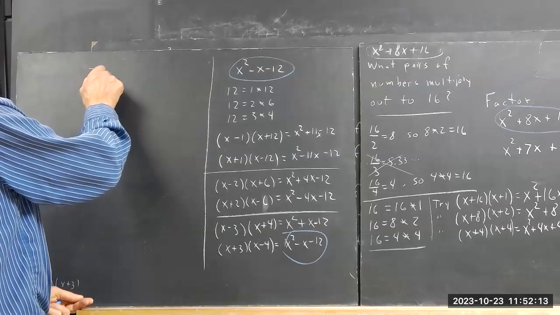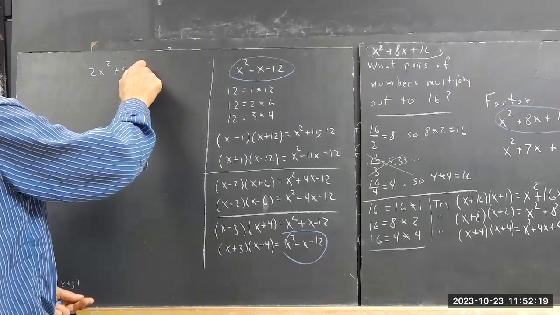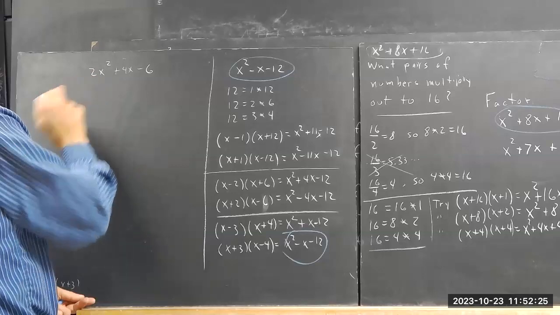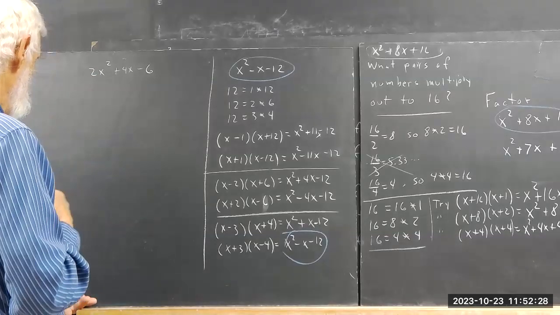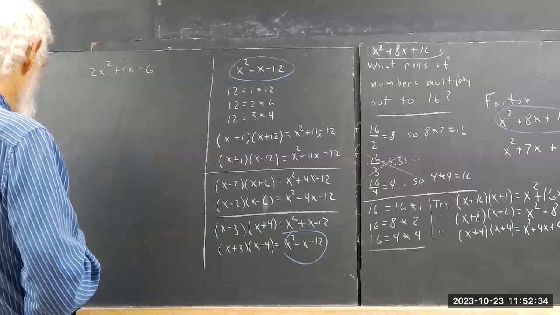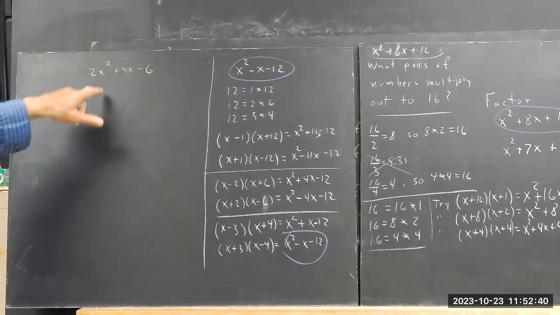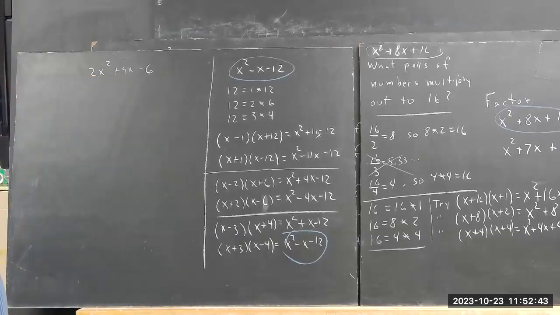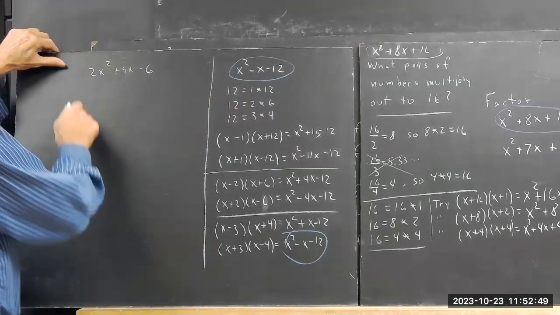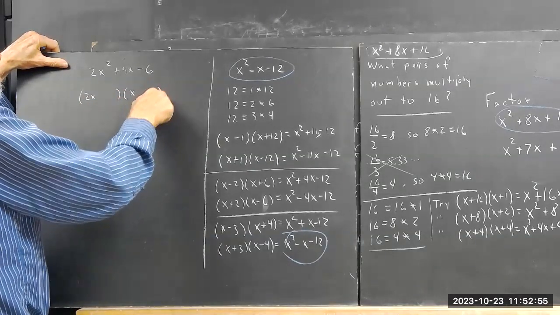We're going to have 2x squared plus 4x minus 6. And the kicker here is we have a 2x squared. That's going to be a little bit more difficult. I'm pretty sure that's right. Even if it isn't, we'll see what the process is. Okay, so in order to factor this, we can't just use an x here and an x here. We're going to have to use a 2x here and an x here.